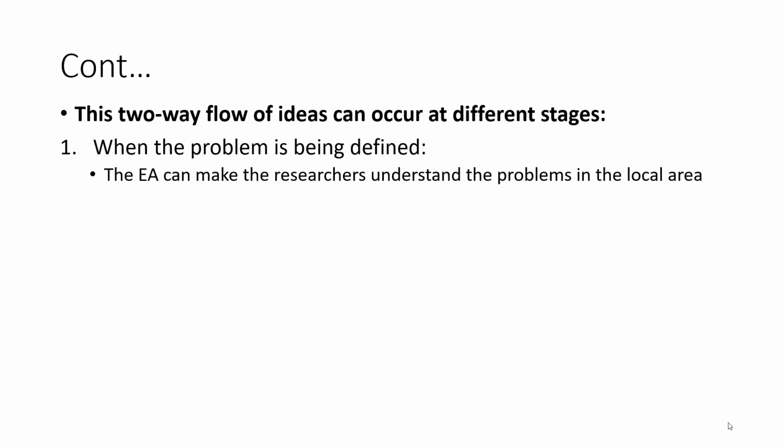The EA can make the researchers understand the problems in the local area, meaning the extension agents, being in regular contact with the farmers, can help research workers to understand the farming problems of the area and the limitations under which farmers have to work. It is even better if the agent can bring researchers into direct contact with farmers in order to ensure that research recommendations are relevant to the farmers' needs.